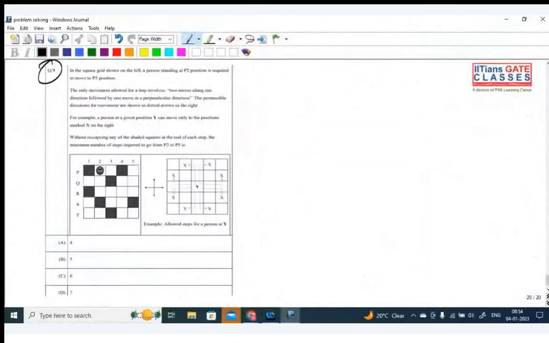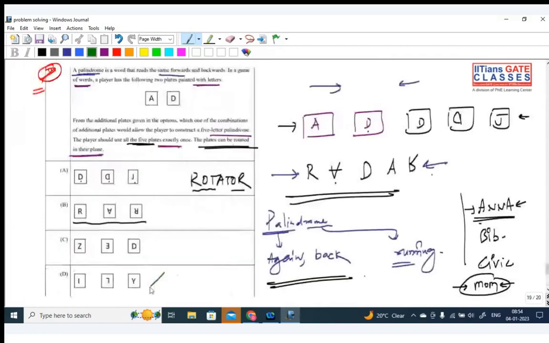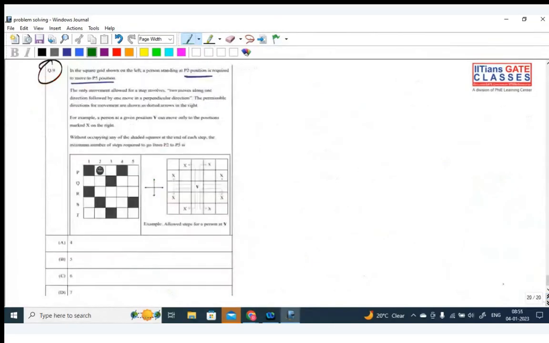This is question number 9. In the square grid shown on the left, a person standing at P2 position is required to move to P5 position. So these options can be neglected, guys, whichever options are not correct. And I have given you the concept now, so if the question is repeated, you will be able to solve it. So, in the square grid shown on the left, a square grid is there.